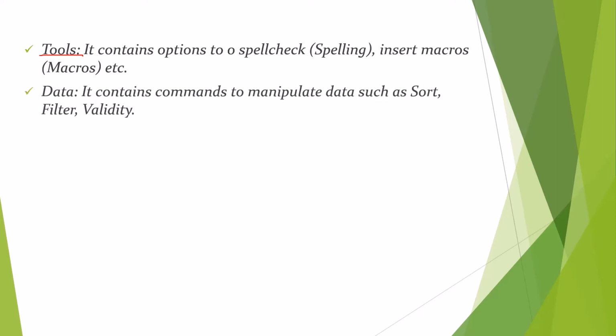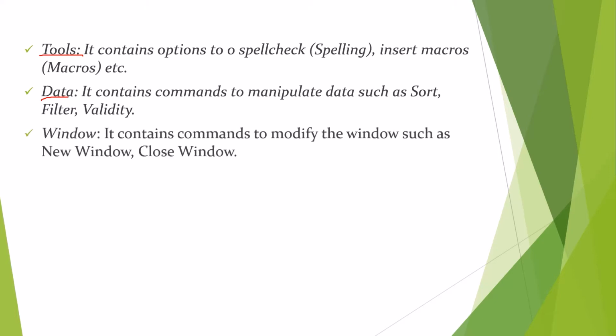Next is Data. Data contains commands to manipulate data such as sort, filter, validity, etc. Meaning whenever we want to change the data or we want to sort it, filter it according to some specific conditions, then we use Data. Window: this menu contains the options for modifying the windows. Meaning if we want to open a new window or close an existing window, then we use the Window menu.